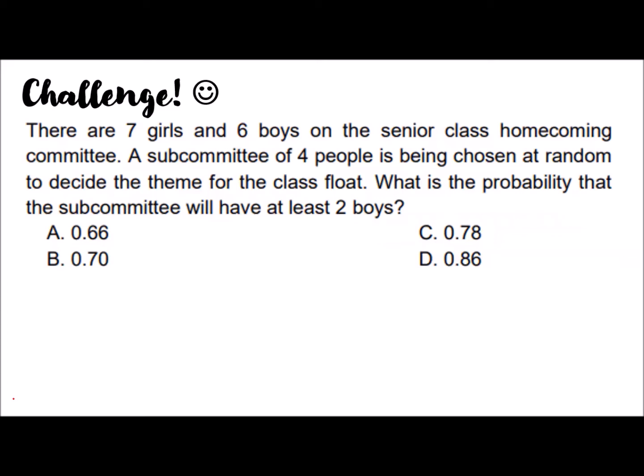So there are 7 girls and 6 boys on the senior class homecoming committee. A subcommittee of 4 people is being chosen at random to decide the theme for the class float. What is the probability that the subcommittee will have at least 2 boys? So we have 4 choices and it is a problem coming from a module in grade 10. So credits to the owner.